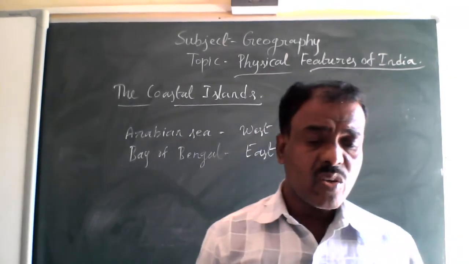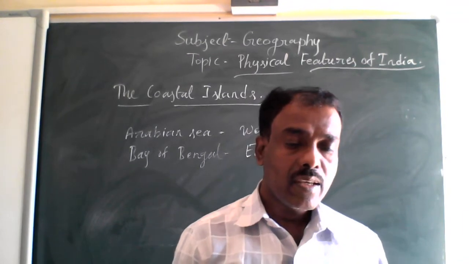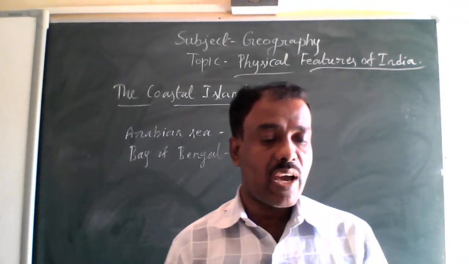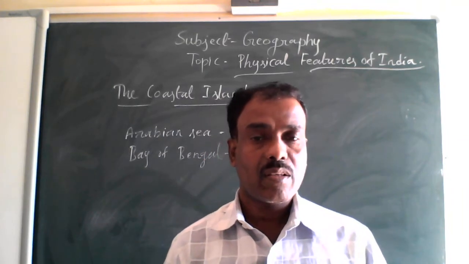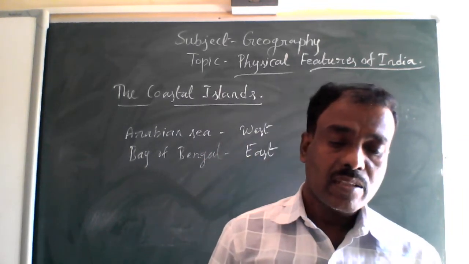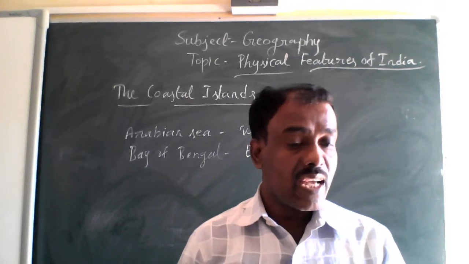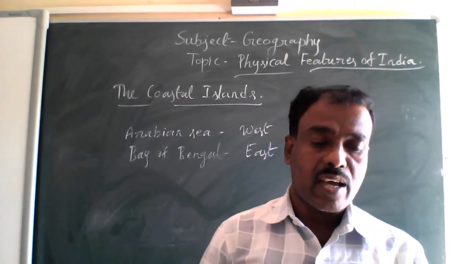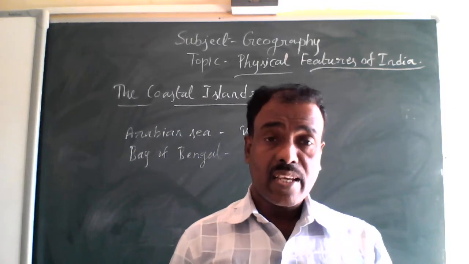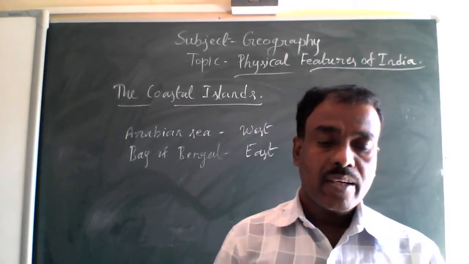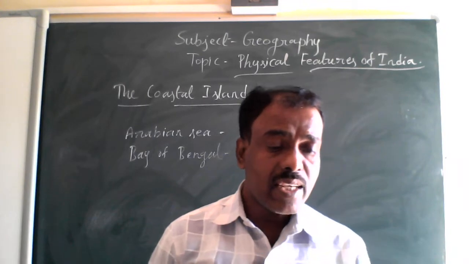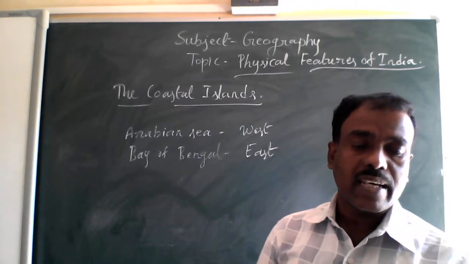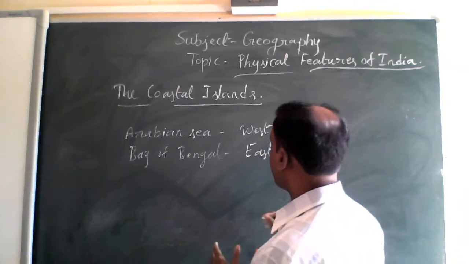See, the western coast is sandwiched between the Western Ghats and the Arabian Sea. Got it, dear students? The western coast, sandwiched between the Western Ghats and the Arabian Sea, is a narrow plain. It consists of three sections.